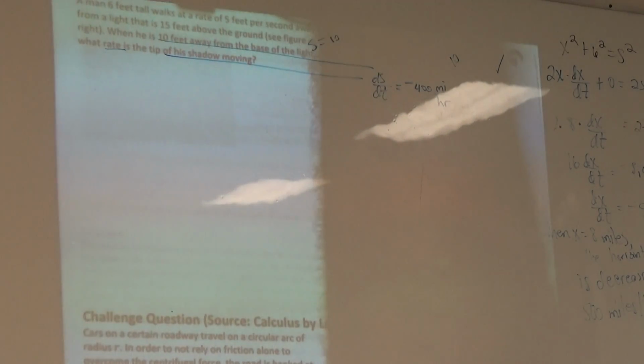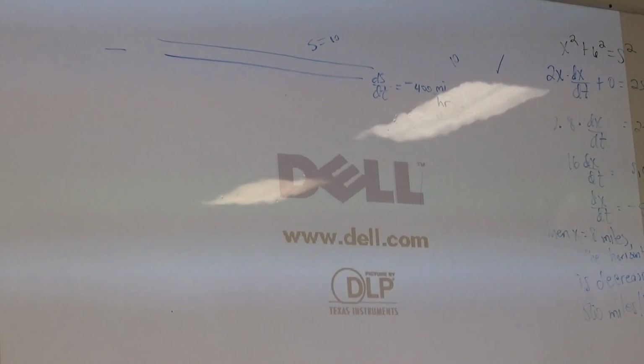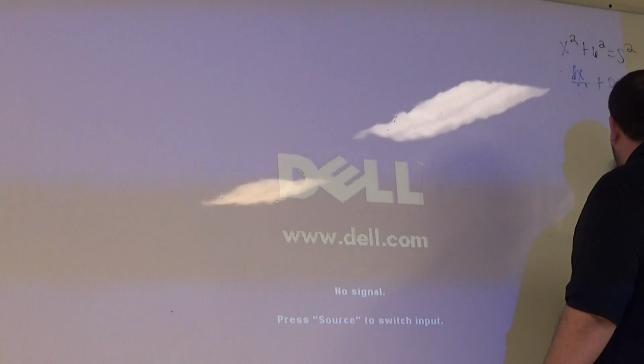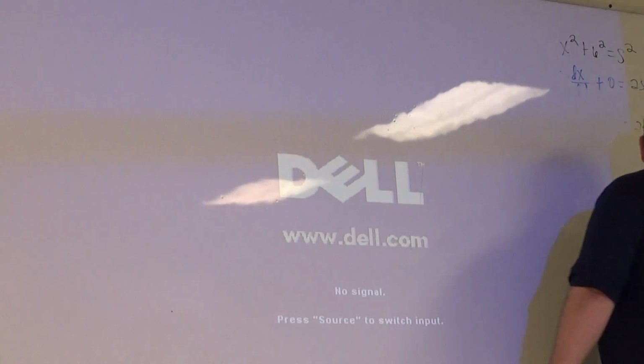So, Noemi, when you get a second, can you read this model problem? A man 6 feet tall walks at a rate of 5 feet per second away from the light that is 15 feet above the ground. When he is 10 feet away from the base of the light, at what rate is the tip of his shadow moving?